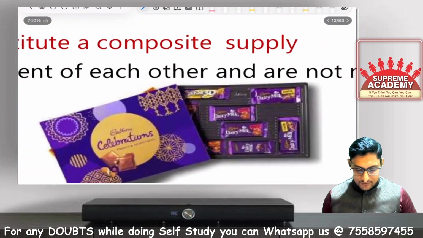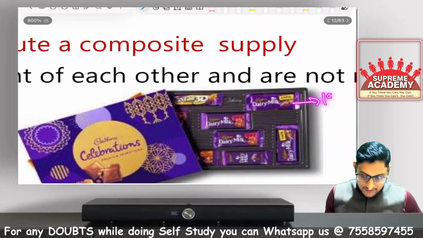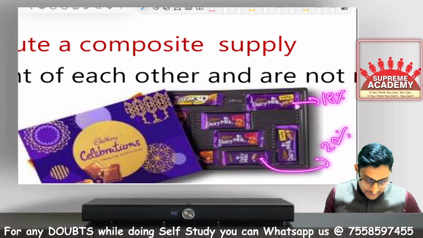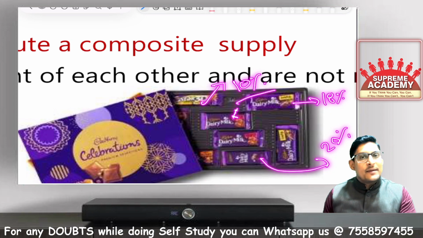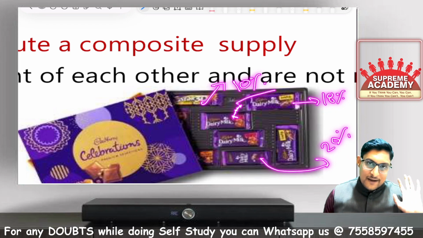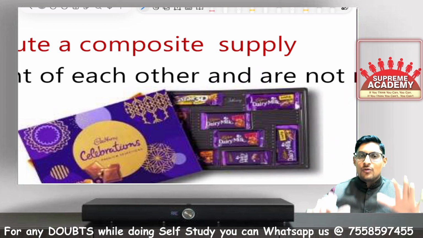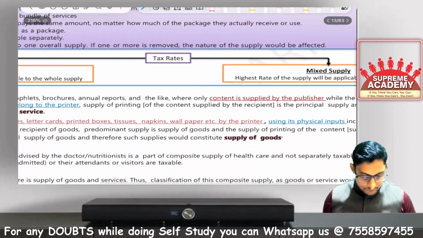So this is a mixed supply. In the mixed supply, the tax rate: say for example, Crackle is having a tax rate of 18%, Fruit and Nut is having a tax rate of 20%, 5 Star 3D is having a 10% rate. Which tax rate should we consider? In case of mixed supply, the highest tax rate will be applicable on the whole supply. So here 20% tax rate will be applicable on the whole supply under the mixed supply.